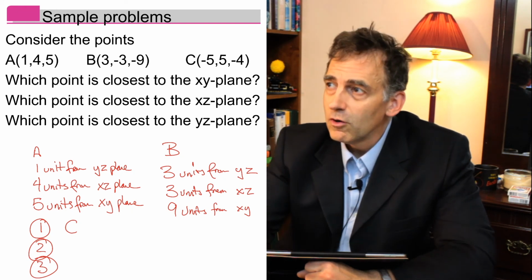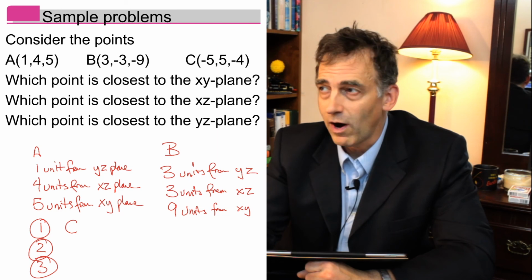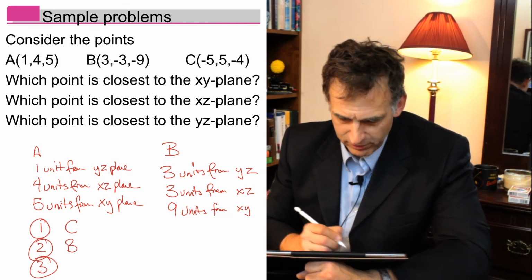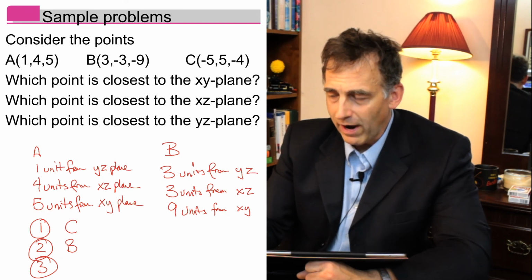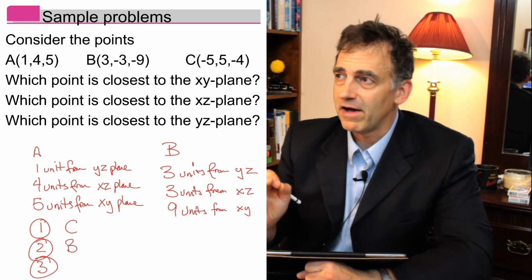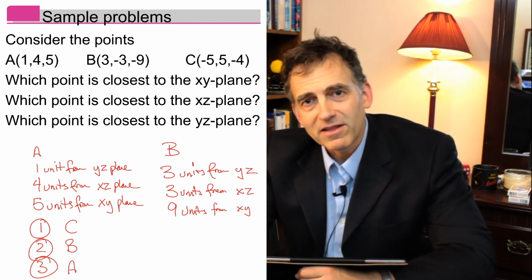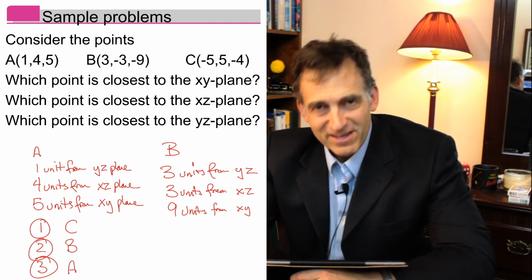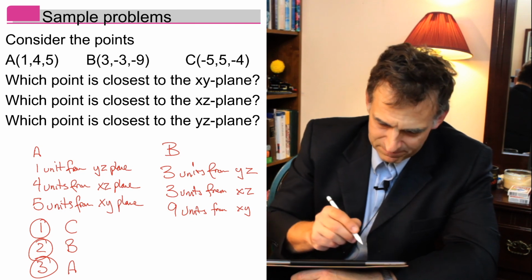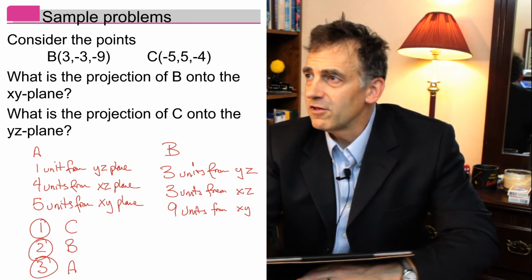Number 2, which point is closest to the xz plane? This is the point with the smallest y value, and that happens to be point B. And then which one is closest to the YZ plane? That's the smallest x value, which happens to be point A. You've got questions about this? I know you do. Come on to class and let me know what you think so we can answer those. Okay, so we're moving on. I'm going to finish up a few more things.